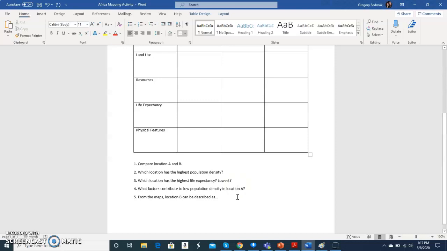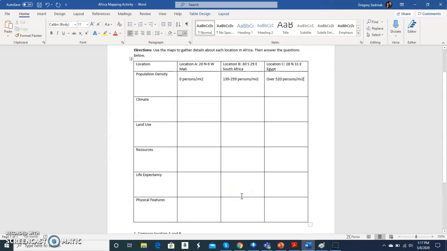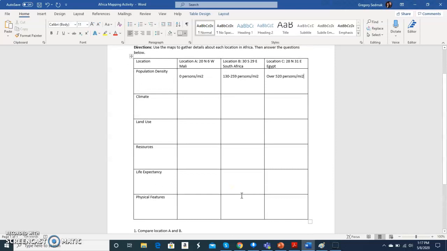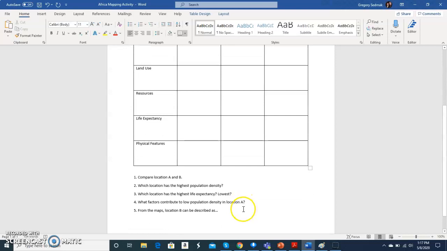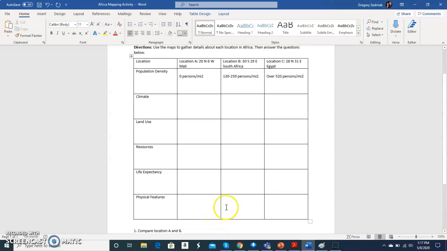What are some factors that you think contribute to low population density in location A? Is it climate? Is it the physical features? I want you to draw those conclusions. And then from the maps, location B can be described as, well, I've already kind of told you where it is, so I'll leave that description up to you.